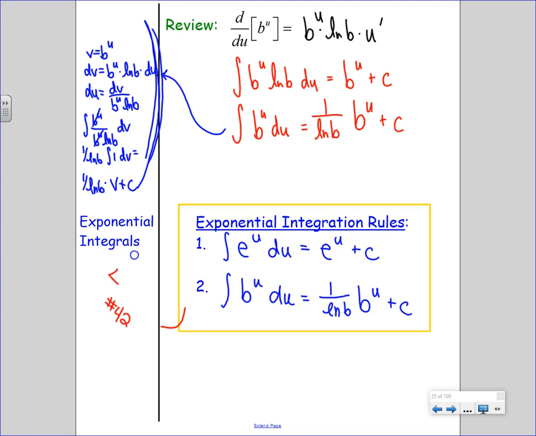Oh, that's because 1 over ln of e is, oh, okay. Yeah, 1 over ln of b just cancels out. So you can use the b to the u rule for the e to the u rule.